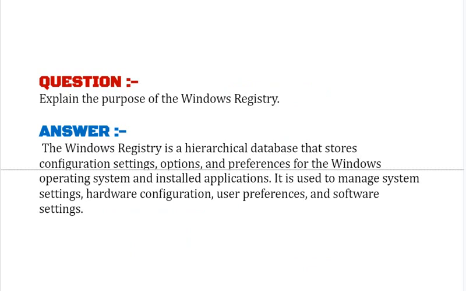Our interview question based on CompTIA A Plus Core 1 is: explain the purpose of the Windows registry. Your answer should be: the Windows registry is a hierarchical database that stores configuration settings, options, and preferences for the Windows operating system and installed applications. It is used to manage system settings, hardware configuration, user preferences, and software settings.